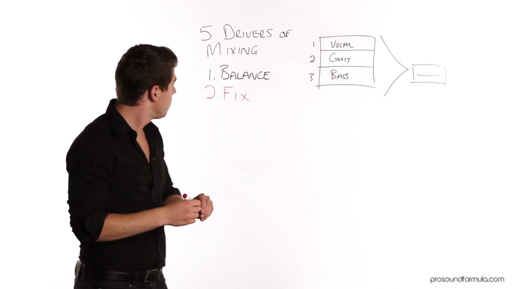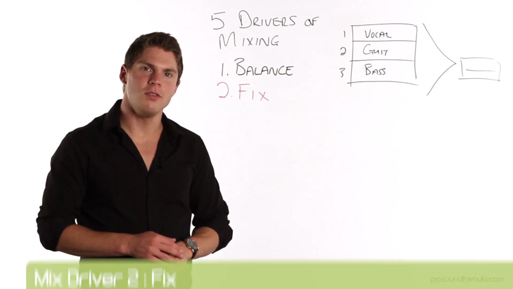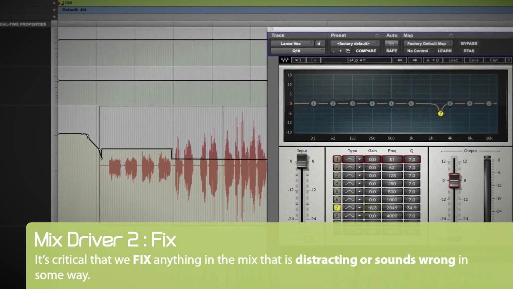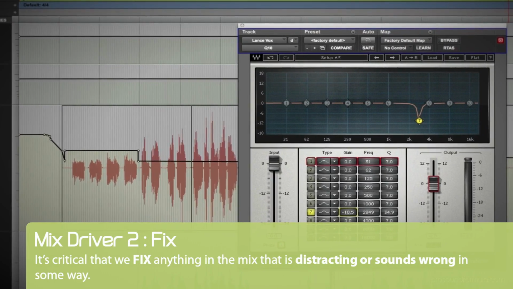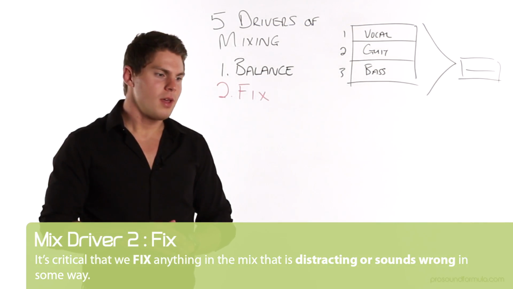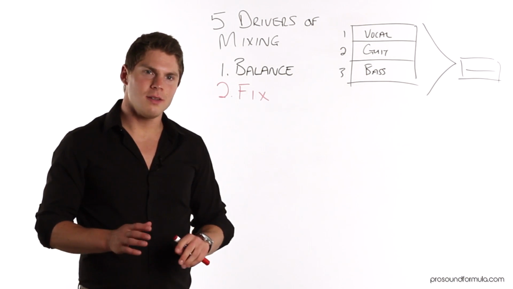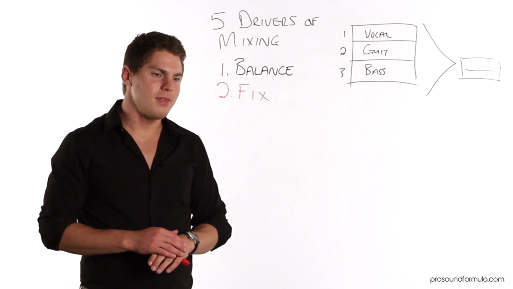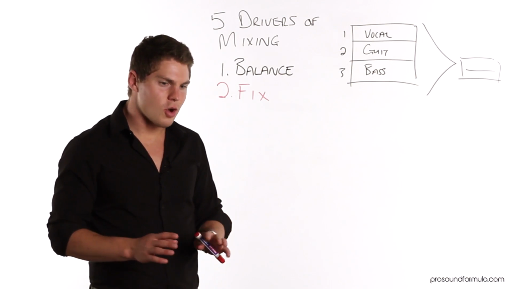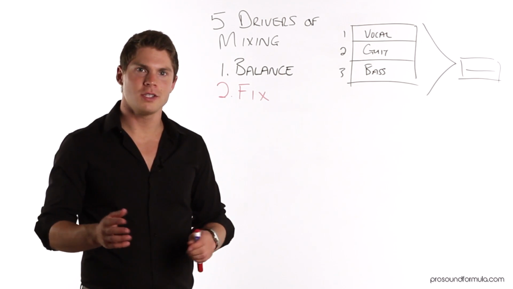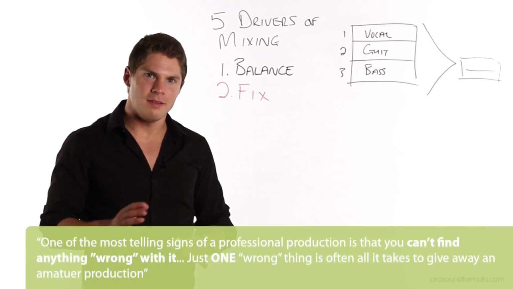fix. So the second thing that we have to do is we have to fix anything that's wrong in the mix. Anything that's distracting or taking away from the song has to go. And I've always said, and I've always noticed, that there's one way that you can always tell a really great mix or a great production, and that's that there's nothing wrong with it. When you listen to it, you can't pick out anything that's wrong with it. Whereas if you listen to an amateur production, there's always something that gives it away, right?